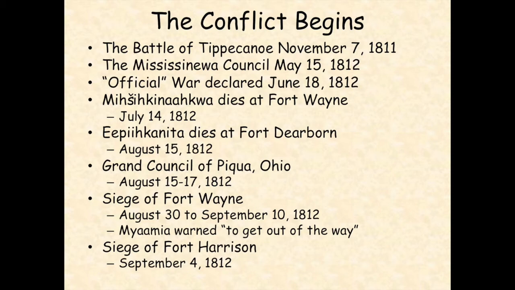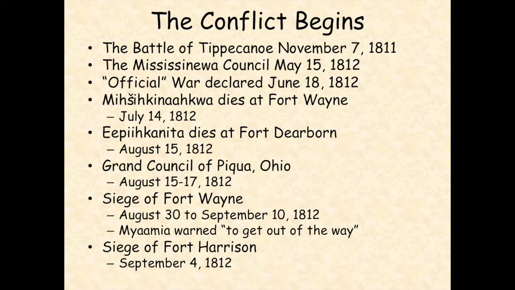Despite all of this, war is declared in June of 1812. And within a month, Mishikanakwa, our most established leader, dies at Fort Wayne in July of 1812. His son-in-law, Epikaneta, major translator as well as a co-leader of our efforts at adaptive resistance, dies in August of 1812 at the Battle of Fort Dearborn.